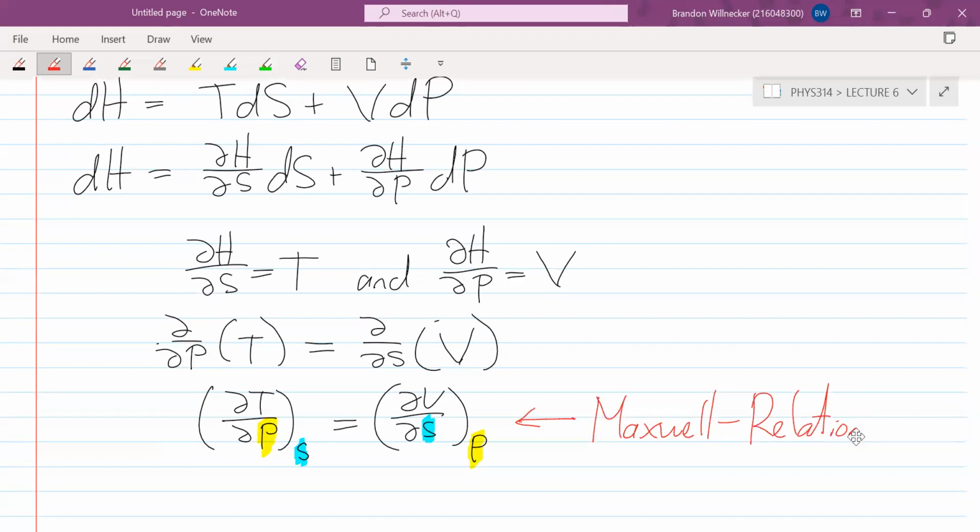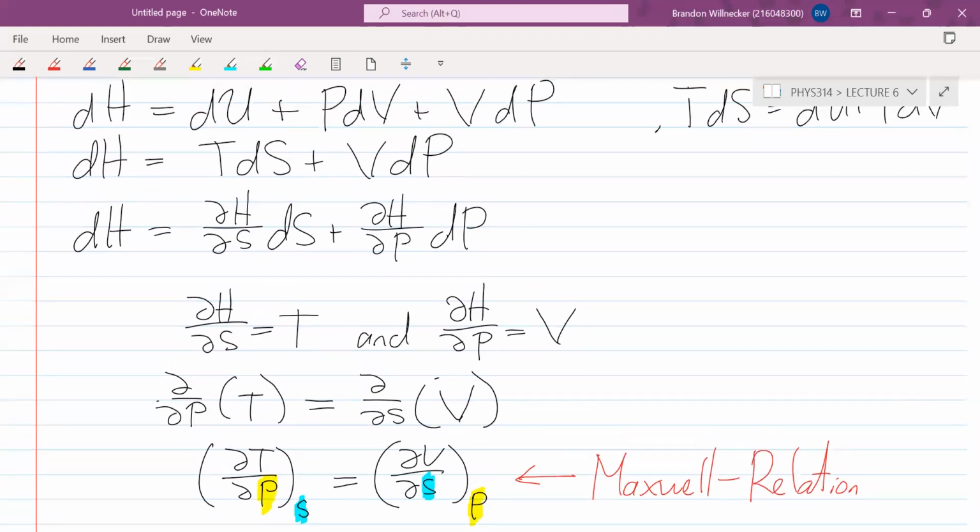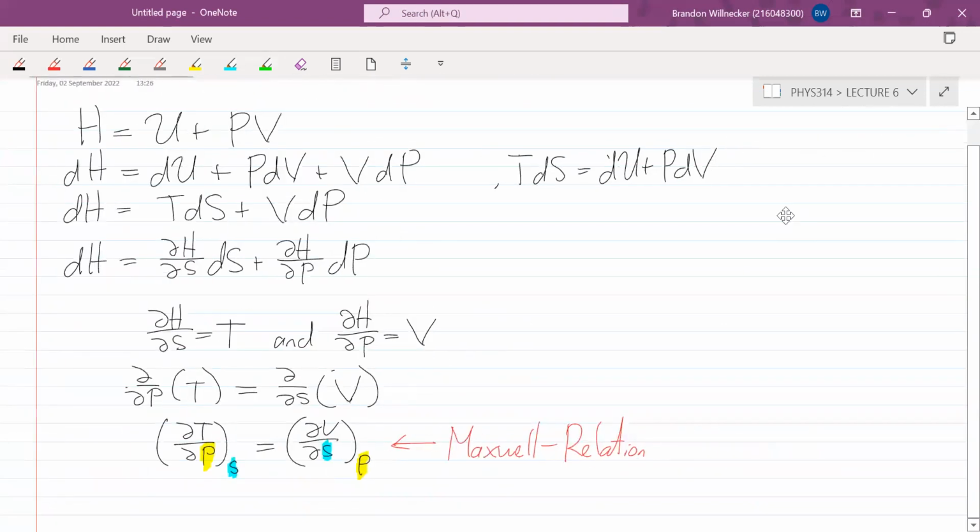Okay, so here we used the enthalpy H to get this Maxwell relation, but of course you could use the other thermodynamic potentials, and that will give you the other Maxwell relations. Okay, but the process is exactly the same. You take the differential, you compare it to the total differential, match up the terms, take the mixed derivatives, and then that gives you your Maxwell relation.